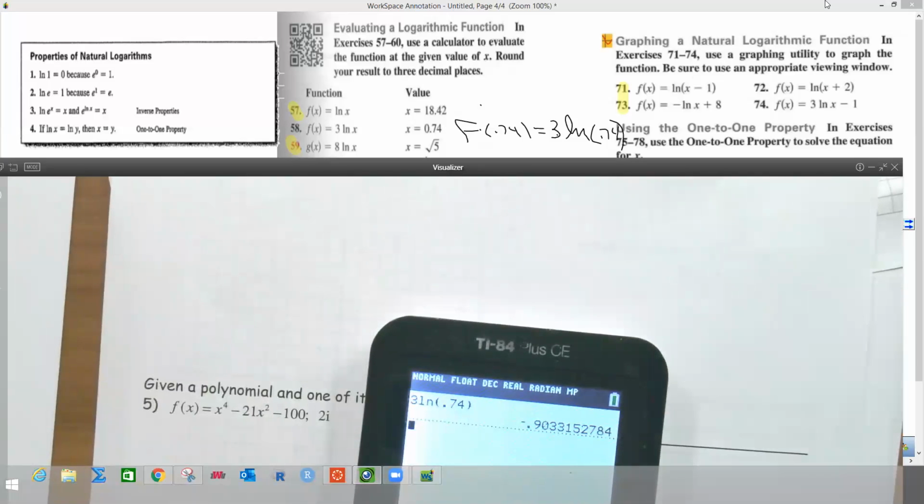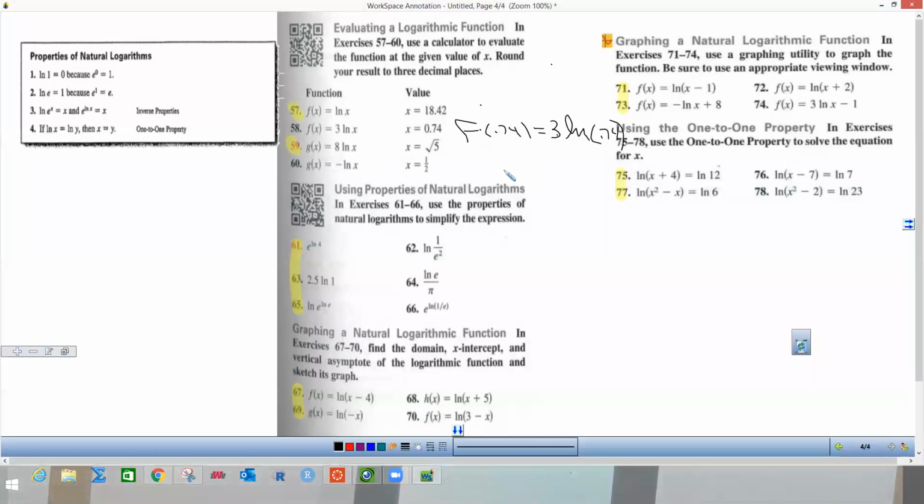So that's how you're going to get your ln button on your calculator. It's right to the left of negative 4. So the answer to this thing, and we're going to round to 3 places, is negative 0.903. So you ought to be able to do the rest of these.